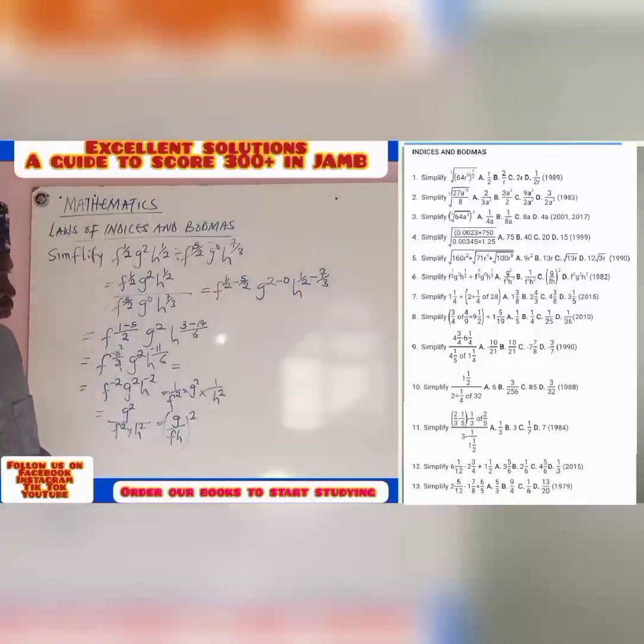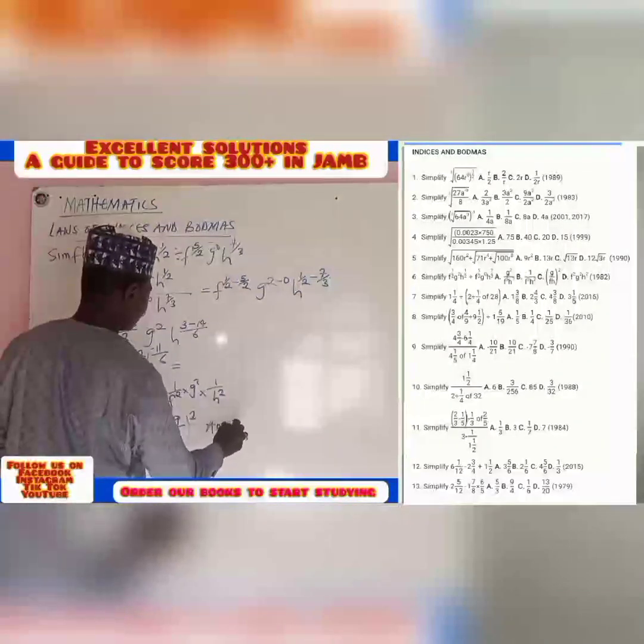If we look through our options, option A says G square over F power 8, H power 2. Option B, we have 1 over F square, H square. Option C, we have G over FH in parentheses, all square, and D, F square, G square, H square. So option C is our answer.